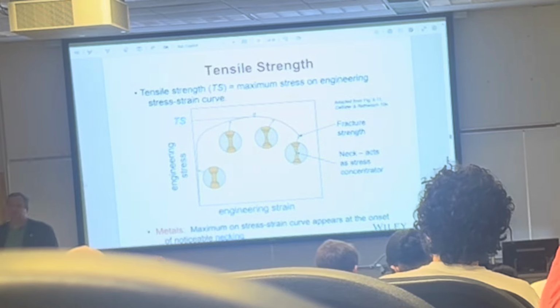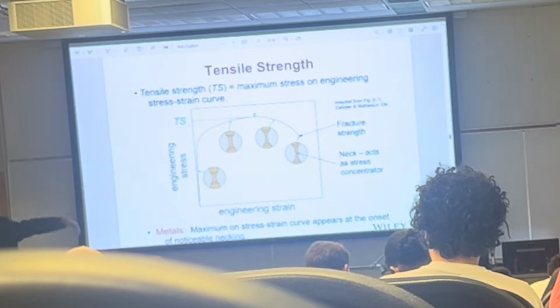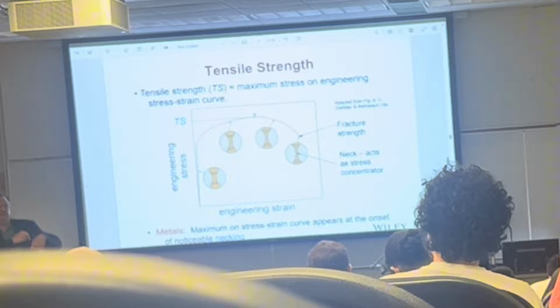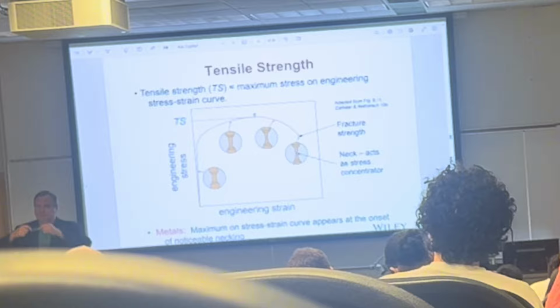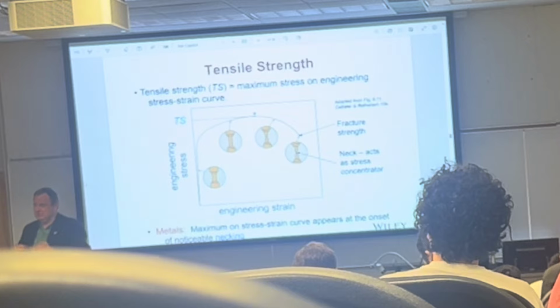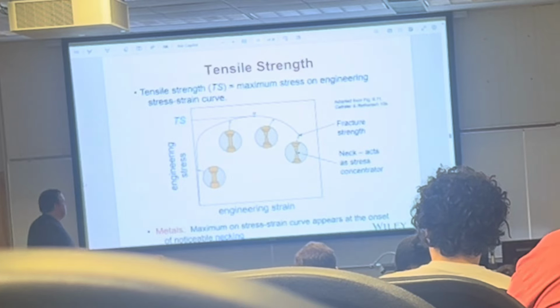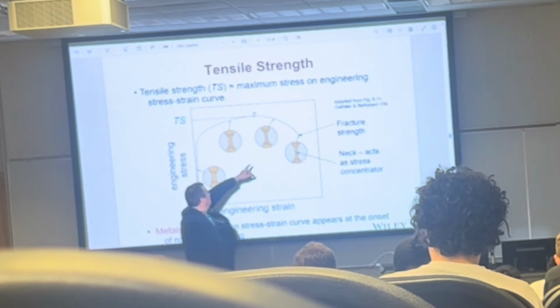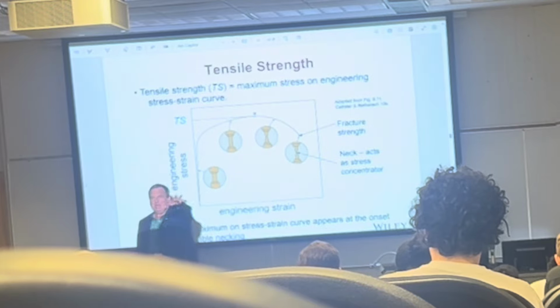Tensile strength is the maximum on that stress-strain curve, and past that the stress continues to go down because this is engineering stress. As you can see, due to the Poisson effect, when we're stretching it the cross-sectional area is reducing, but we're not taking that into account. In ductile materials, necking happens.